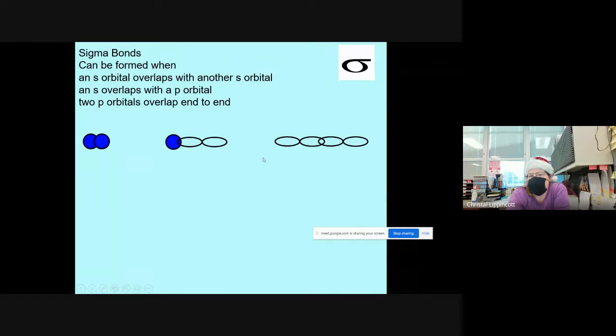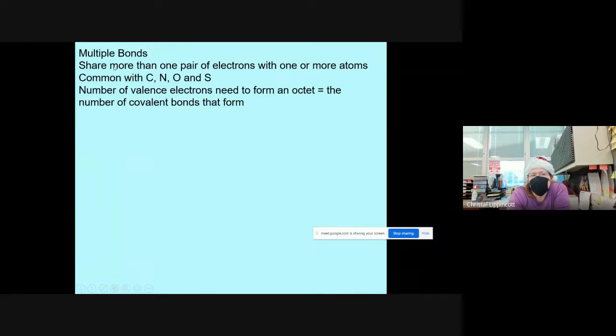You've heard of single, double, and triple bonds before, probably. These are always your single bonds. Remember, single bond and sigma go together. Same letter. When we have multiple bonds, sometimes we have a double or a triple bond. They share more than one pair of electrons with one atom, common in carbon, oxygen, nitrogen, and sulfur. The number of valence electrons needed to form an octet equals the number of covalent bonds formed.